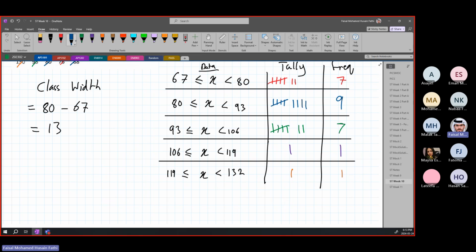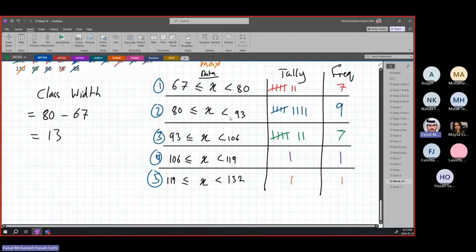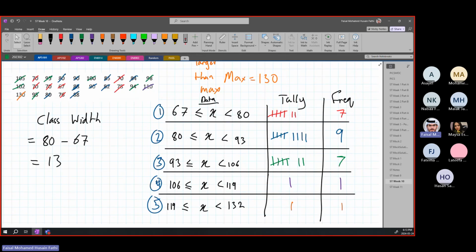And we wanted 5 classes. So we have 1, 2, 3, 4, 5. We have our 5 classes over here. Any questions about this? Is this clear?